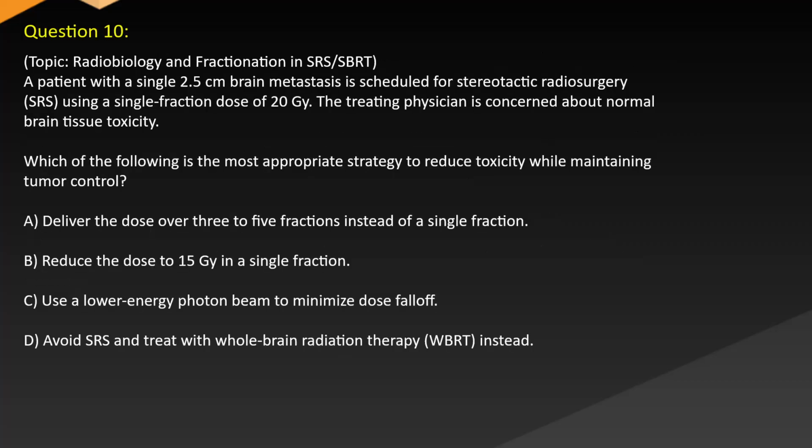Question 10. Topic: Radiobiology and fractionation. A patient with a single 2.5 cm brain metastasis is scheduled for stereotactic radiosurgery (SRS) with a single fraction dose of 20 Gy. The treating physician is concerned about normal brain tissue toxicity. Which of the following is the most appropriate strategy to reduce toxicity while maintaining tumor control? A. Deliver the dose over 3 to 5 fractions instead of a single fraction. B. Reduce the dose to 15 Gy in a single fraction. C. Use a low-energy photon beam to minimize dose fall-off. D. Avoid SRS and treat with whole-brain radiation therapy instead.